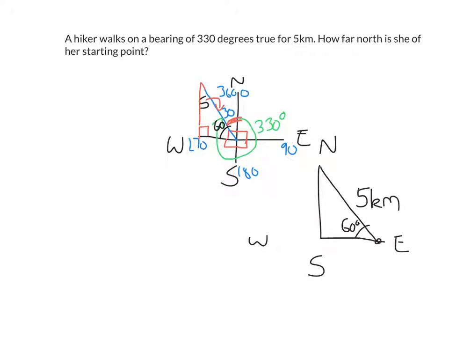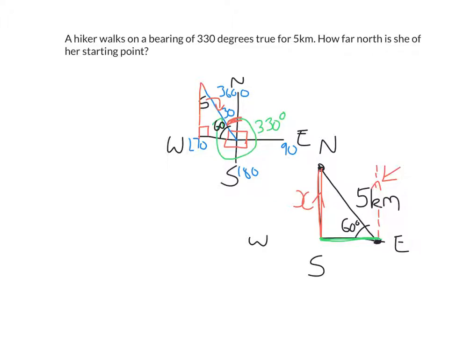So she started here, she ended up here. How far north is she of her starting point? So we're saying, what is this distance here? Well, that's the same as the distance here inside the triangle, because these two lines are parallel. So we need to figure out this side here. That's how far north she is. This is how far north she's gone. This is how far west she's gone, because she went in a northwesterly direction.